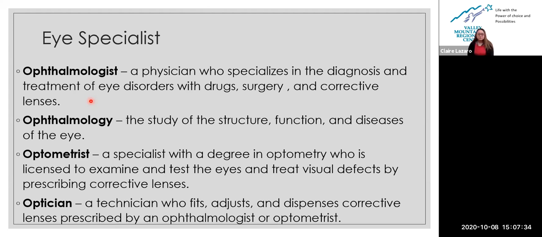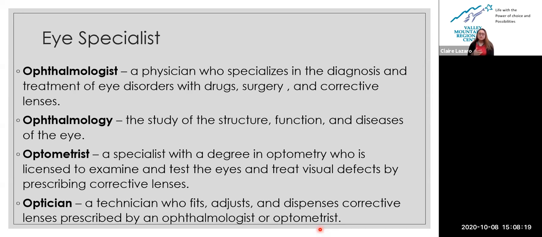And then you have the optometrist. An optometrist is a specialist with a degree in optometry who is licensed to examine the eyes. They test the eyes, they treat any visual defects, and they do prescribe corrective lenses as well. And then we have, of course, the optician. And the optician is a technician who does the fitting, adjustments that are needed for our corrective lenses. They dispense the corrective lenses, but the prescription really came from either the ophthalmologist or the optometrist. So the optician is the one that dispenses on whatever the ophthalmologist or optometrist gives as to how the lens should be.